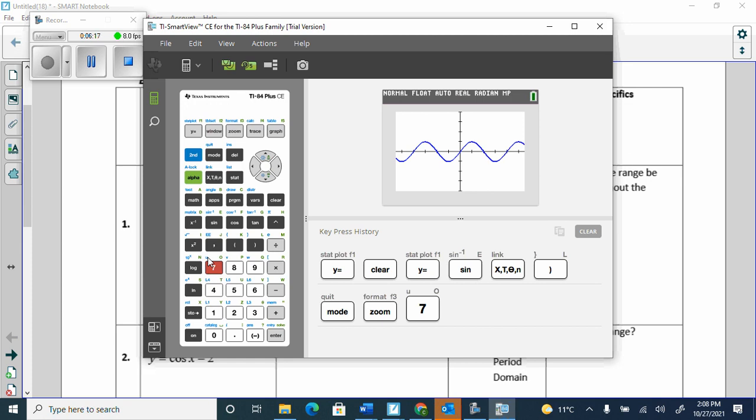Because your window has to be in radians if you're in radian mode, or degrees if you're in degree mode. If your window is from negative 360 to 360 but you're in radian mode, it's going to look real ugly. It's not going to draw what you want, because your window has to be in whatever mode you're in. But zoom trig will just adjust it to the mode that you're in. So here I pressed radians, and I press graph because I'm in radians.